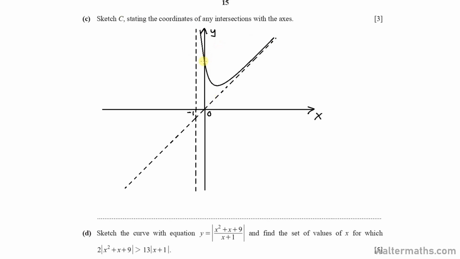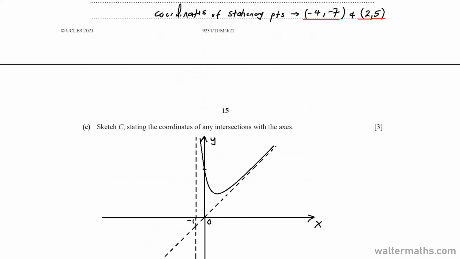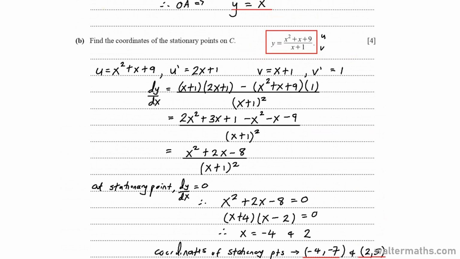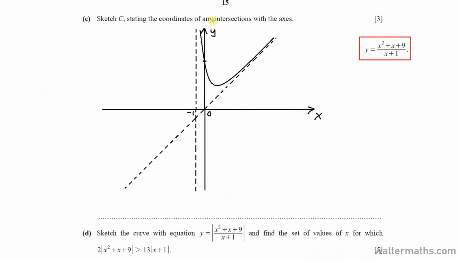So there's an intercept here on the y-axis, and to get the y-intercept, I'll take the equation and say for the y-intercept, x is equal to 0. And when x is equal to 0, substituting 0 here, we get y being 9/1, which is 9. So the coordinates here are 0, 9.